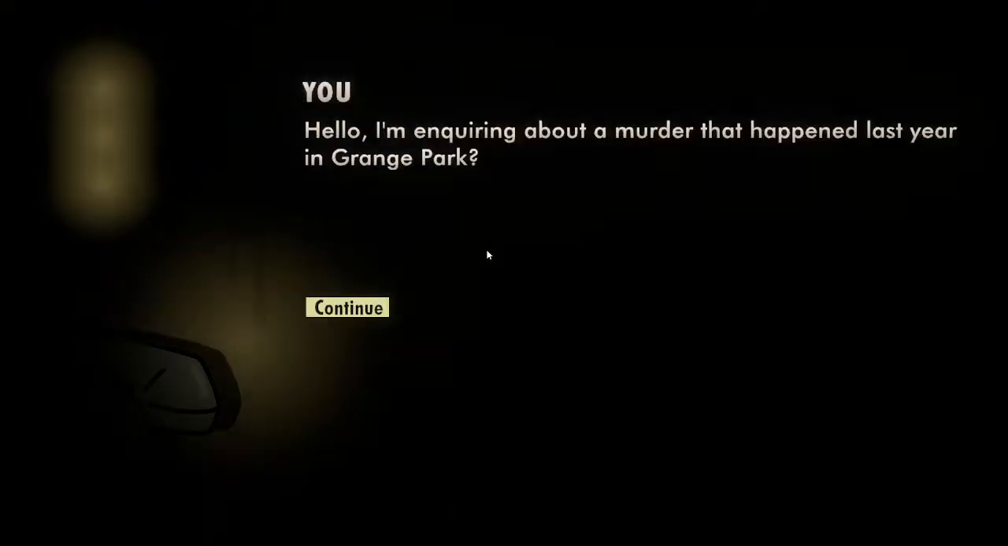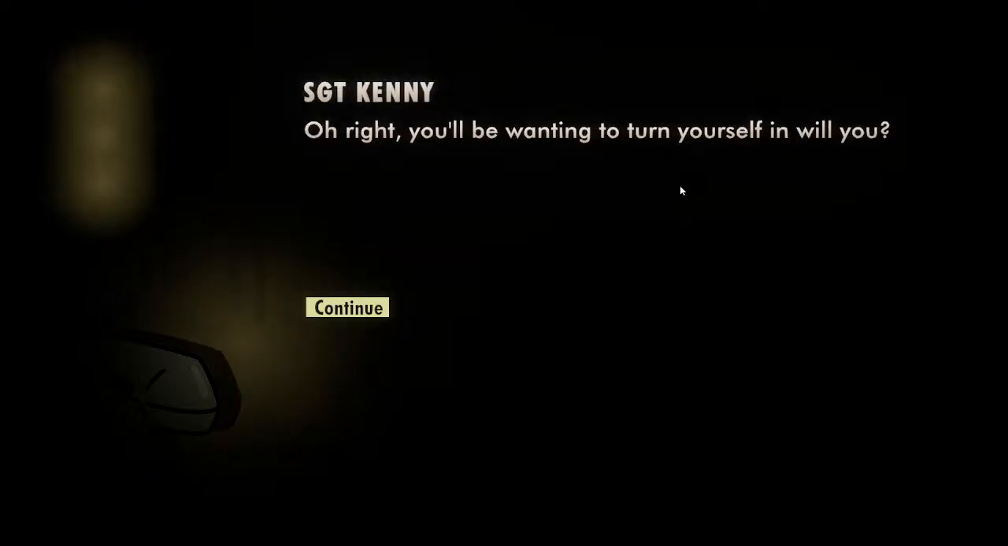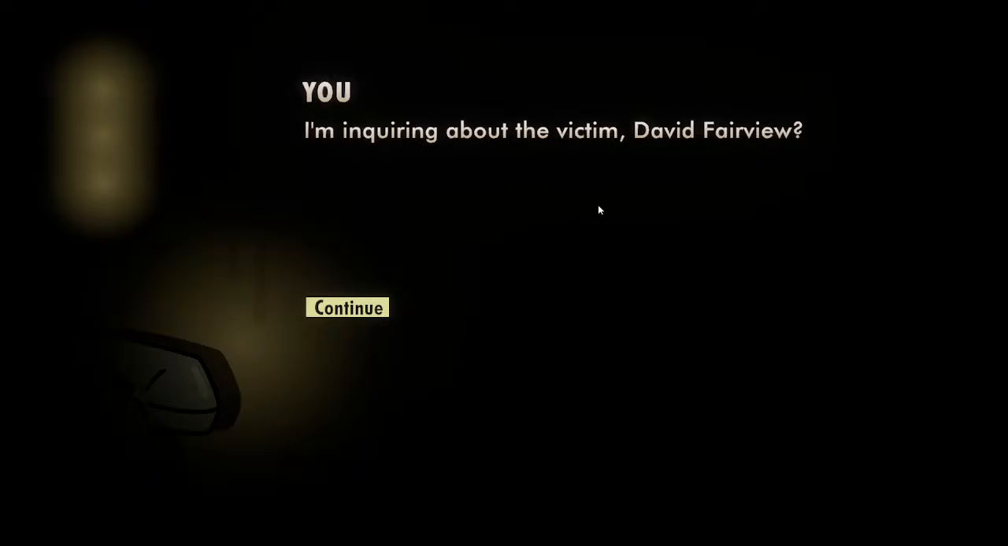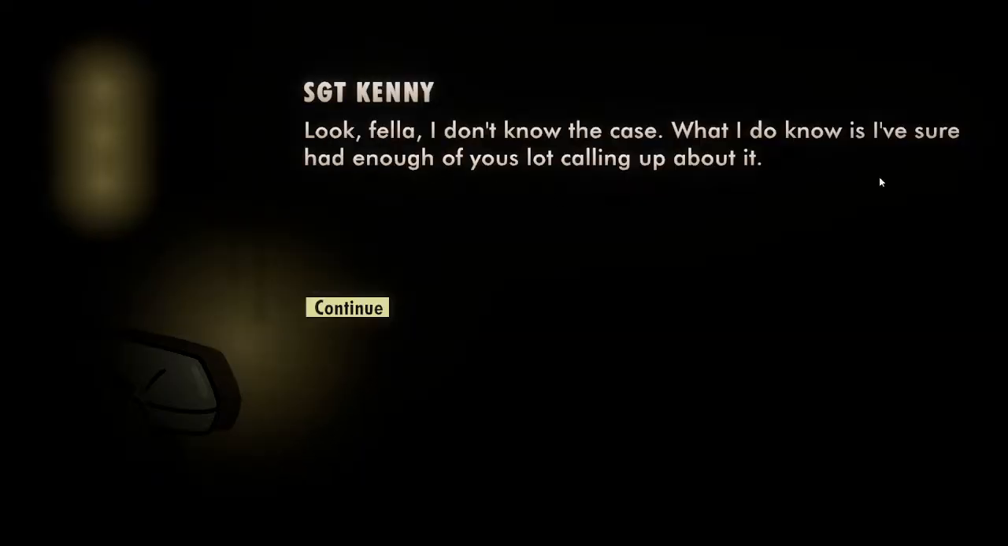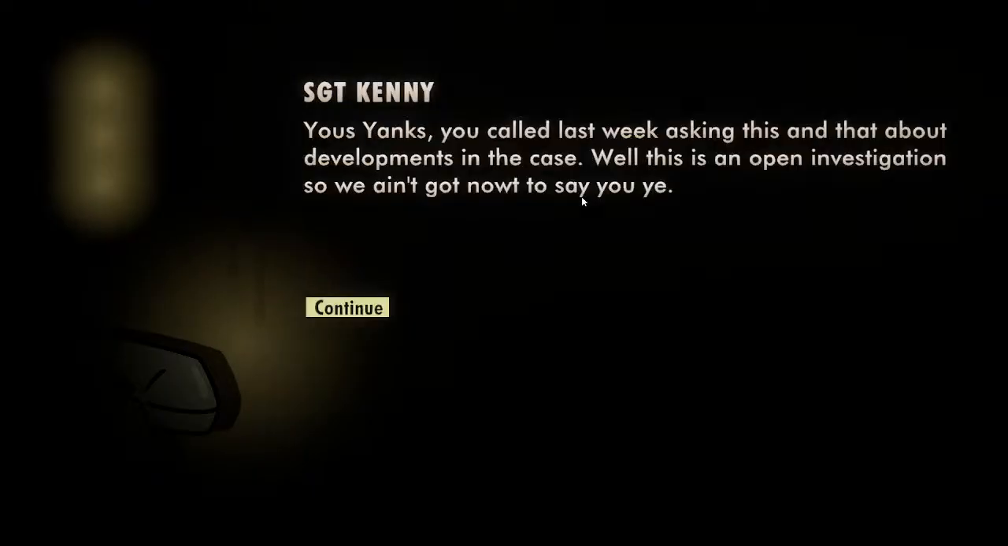Ballymun Garda Station, Sergeant Kenny. How can I help? Hello, I'm inquiring about a murder that happened last year in Grange Park. All right, you'll be wanting to turn yourself in, will you? I'm inquiring about the victim, David Fairview. Look, fella, I don't know the case. What I do know is I've sure had enough of yous calling up about it. Yous Yanks, you called last week asking about the developments of the case. Well, this is an open investigation, so I've got nothing to say to you.